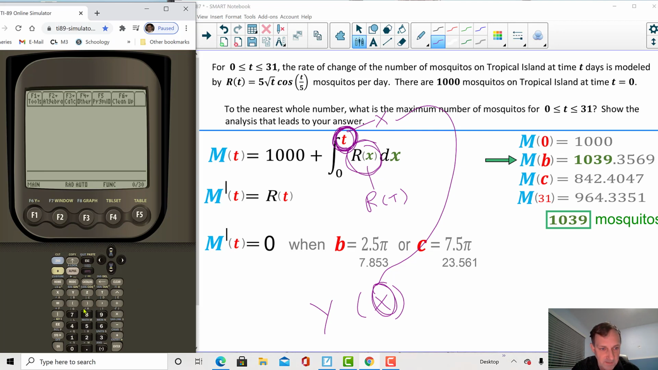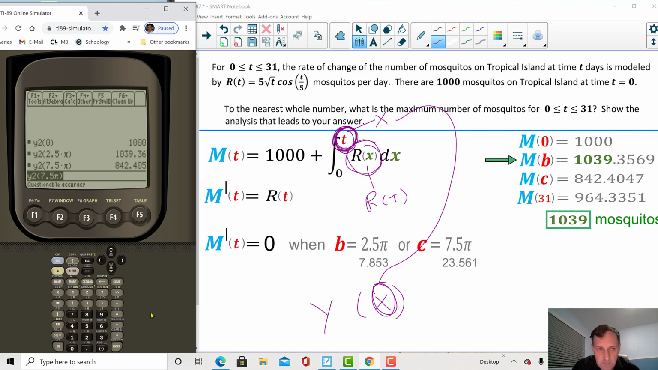So remember, that was on y2. So I'm going to do y2 of, and I'll try 0. You can see it's giving me the 1,000. So far, so good. When I plug in 2.5 pi, here's what I get. All right, that looks good. It's matching up.